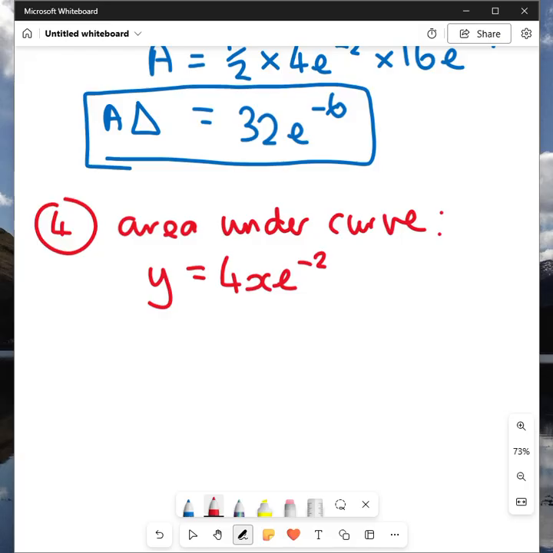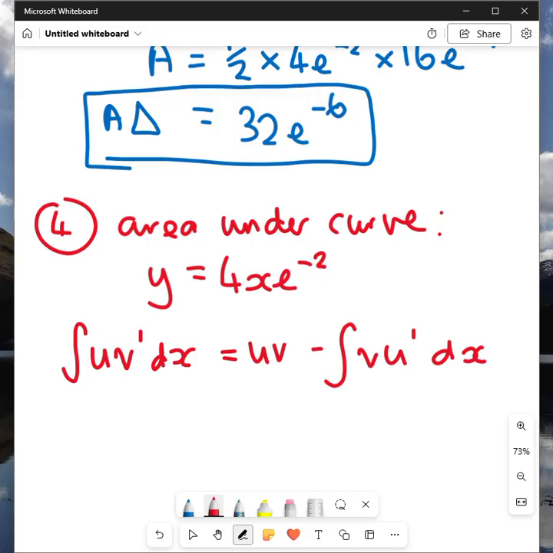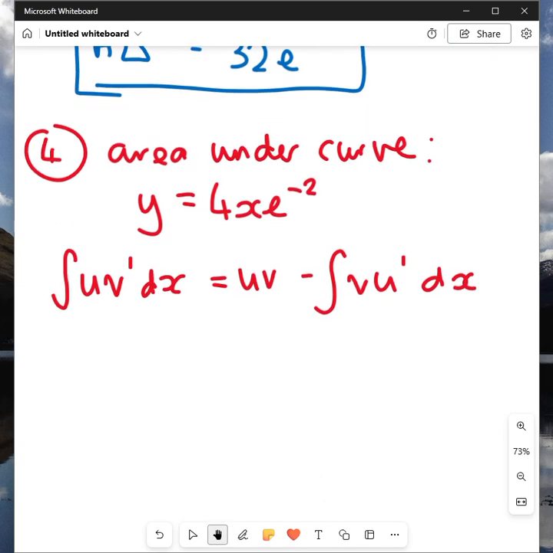And the formula for integration by parts is as follows. The integral of u v dash is equal to uv minus the integral of v u dash. So remember that u and v dash are what we start with. So we need to select which one's going to be which. Now, if you have an e term, that tends to be your v dash. But to be honest, if you're unsure, play around with it. If it doesn't work, try it the other way around. Worst case scenario.